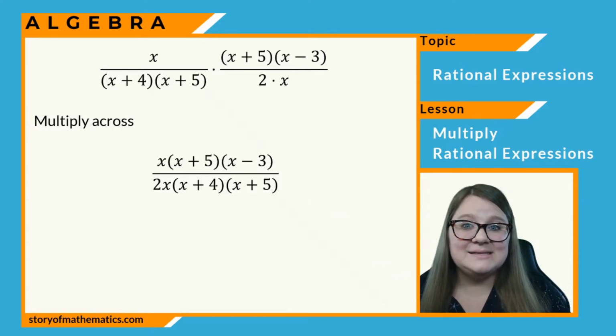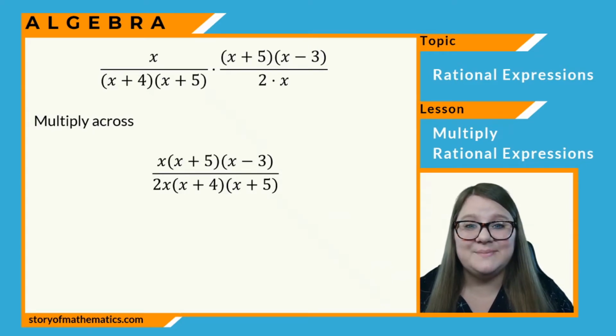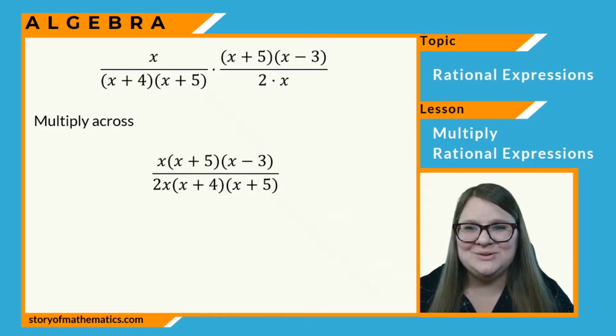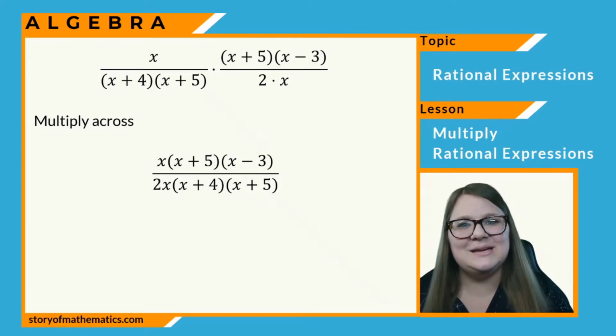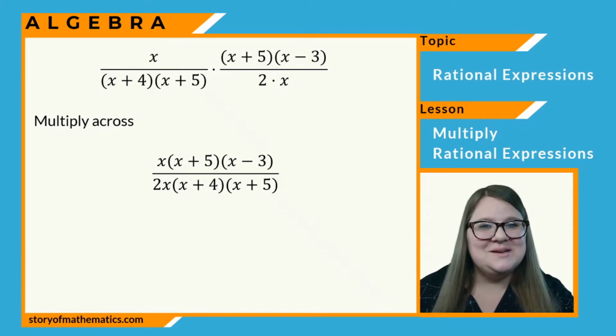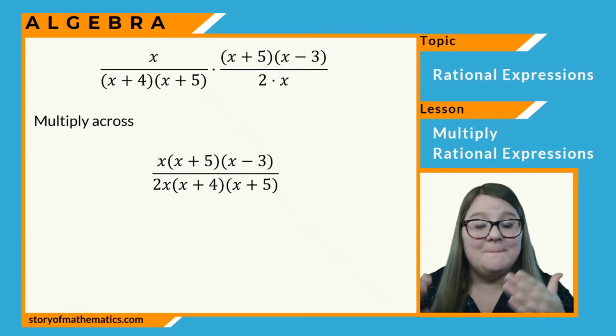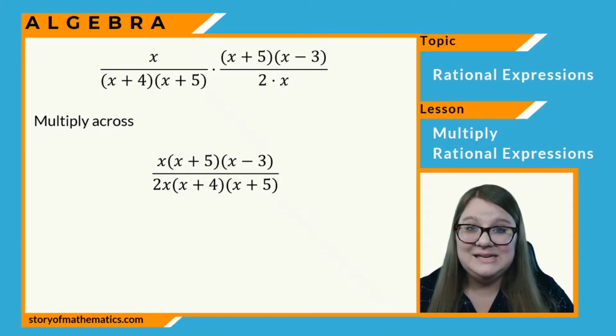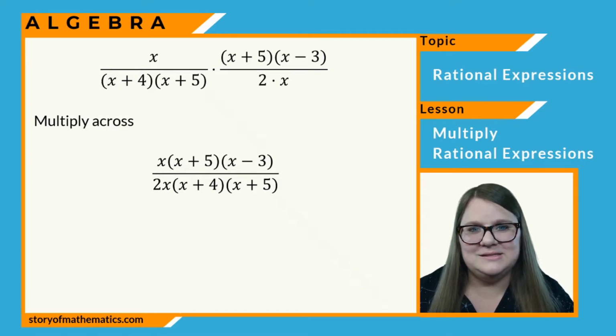That's going to give us x times x plus 5 times x minus 3 over 2x times x plus 4 times x plus 5. Notice I did bring that 2x out in front because it is simpler to have the monomial, or single term piece, by itself in the front.